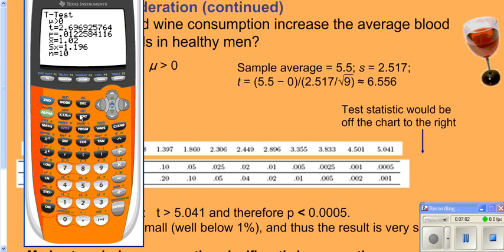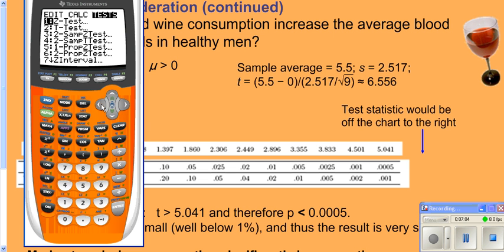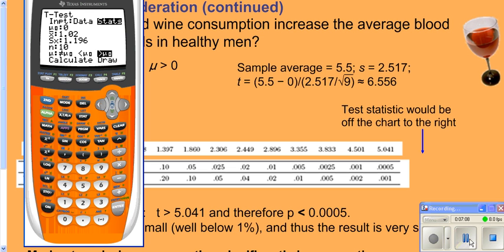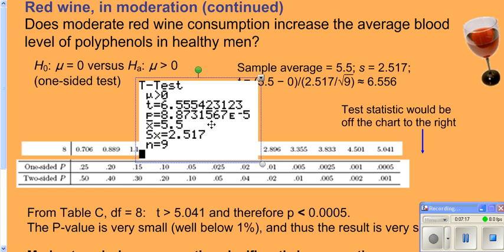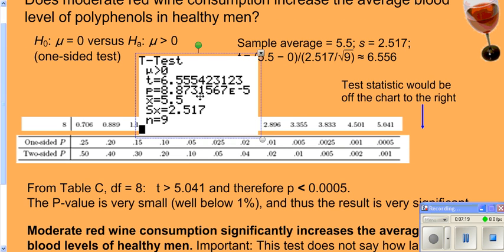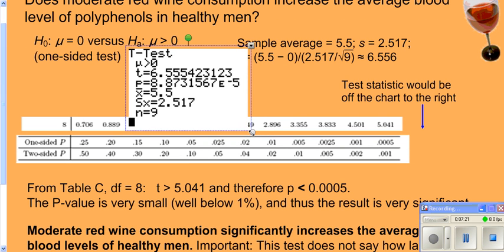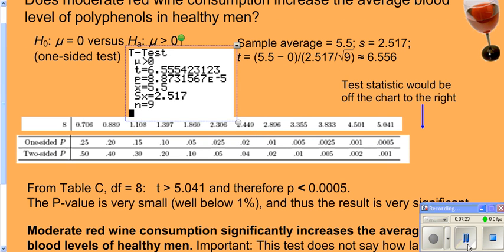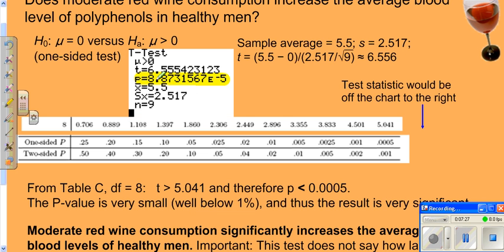So let's go back to stat, arrow to the left to test, down to t-test. Enter your statistics. Enter everything just like we have here. Then you're going to hit calculate. And then you're going to get this. But we know we have a problem here, because when you look at your p-value, you get 8 something, and you know that your p-value always has to be between 1 and 0.